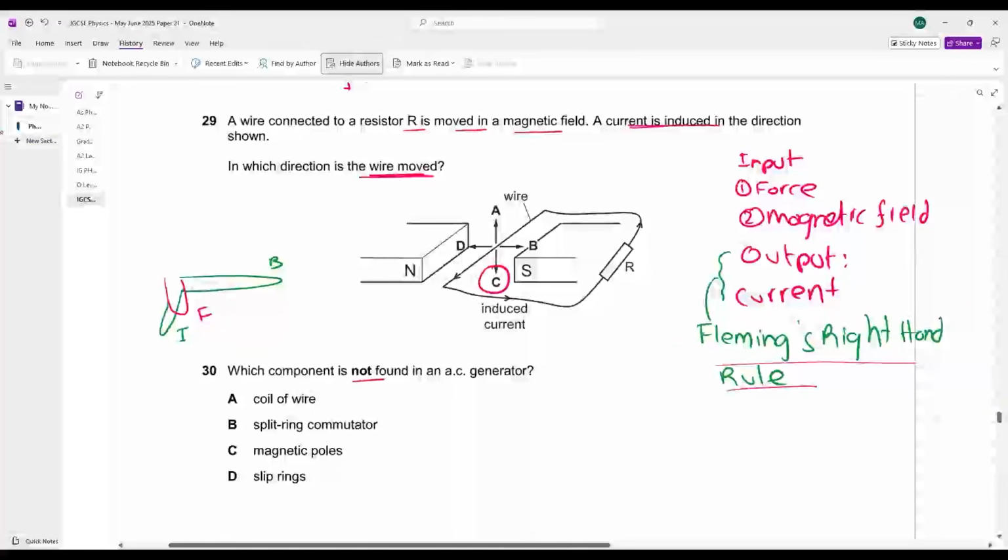Which component is not found in an AC generator? Coil of wire तो found किया जाता है. Split ring commutators are not found in an AC generator. इस AC generator में क्या होती हैं? Slip rings. AC generator में बेटा क्या होती हैं? Slip rings. Always remember that.